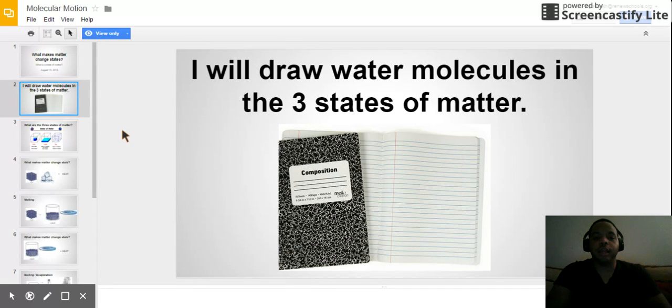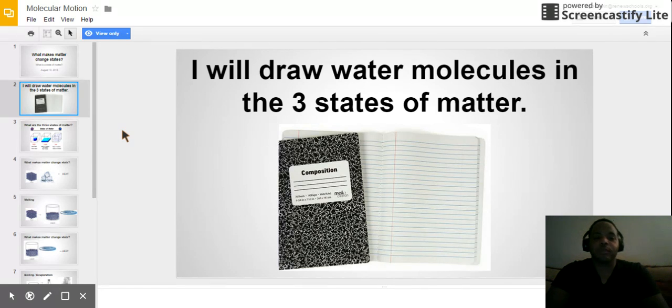Students, today you will draw water molecules in three states of matter. That's also an objective you can add on to the second line of your notebooks. Now, students, there are three states of matter. Matter is all around us, from my hair to my pants to my shirt. It all holds matter inside.